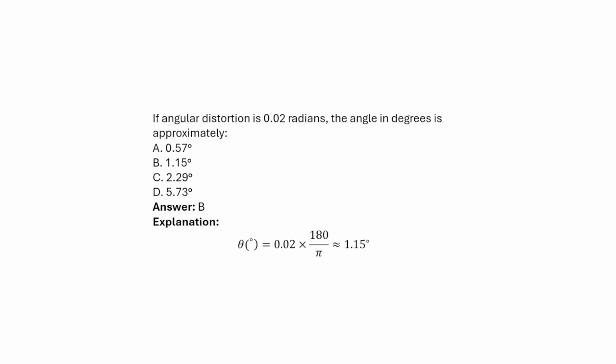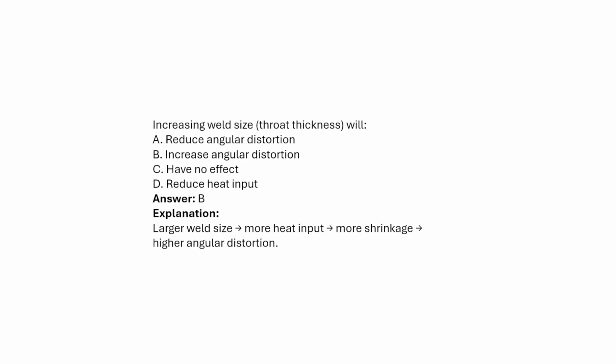If the angular distortion is 0.02 radians, the angle in degrees is approximately, we have to convert radians into degrees, that is by multiplying by 180 degrees by pi, that will give 1.15.